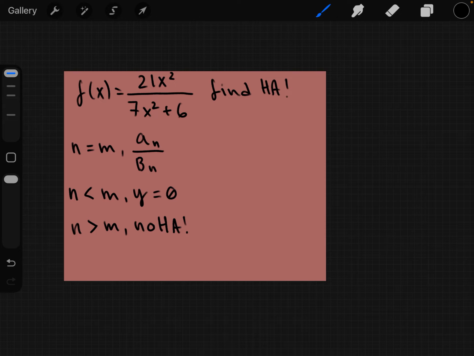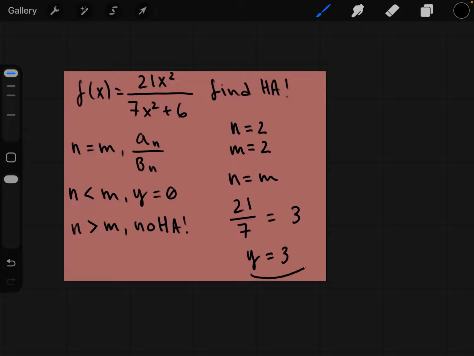So on top we've got x squared, so n is 2. On the bottom we've got x squared, so m is 2. N is equal to m. So we take 21 over 7, which is equal to 3. So the horizontal asymptote is y is equal to 3.